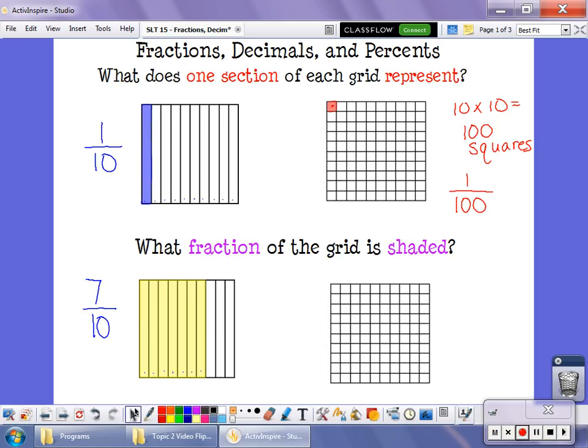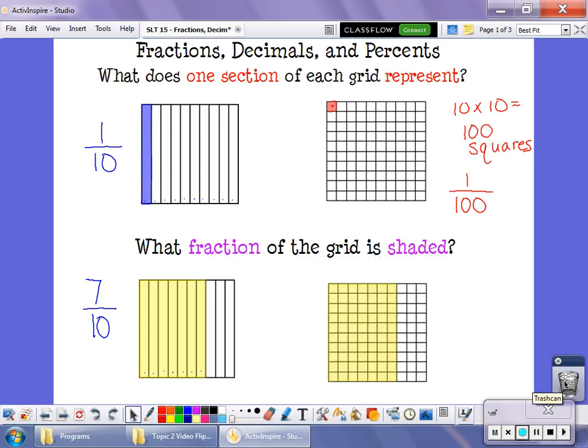Let's look at the one on the right. Again, I need to figure out how many parts are shaded. So if I look at this, I can see 1, 2, 3, 4, 5, 6, 7 whole columns are shaded. And remember, this is a 10 by 10 grid, so this is really 10, 20, 30, 40, 50, 60, 70. I have 70 blocks that are shaded out of 100 total blocks. So in this grid over on this side, we would say 70 hundredths are shaded.